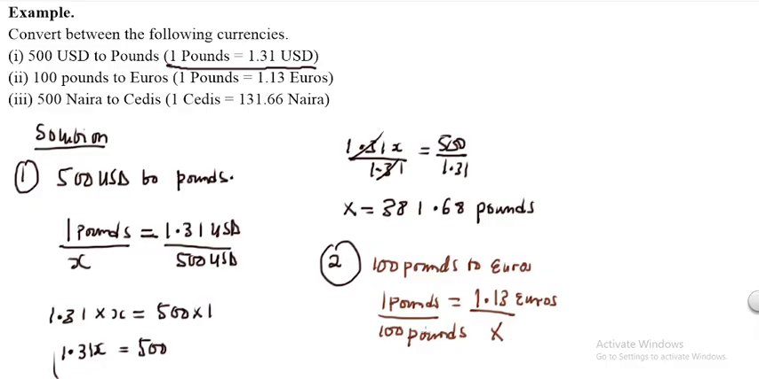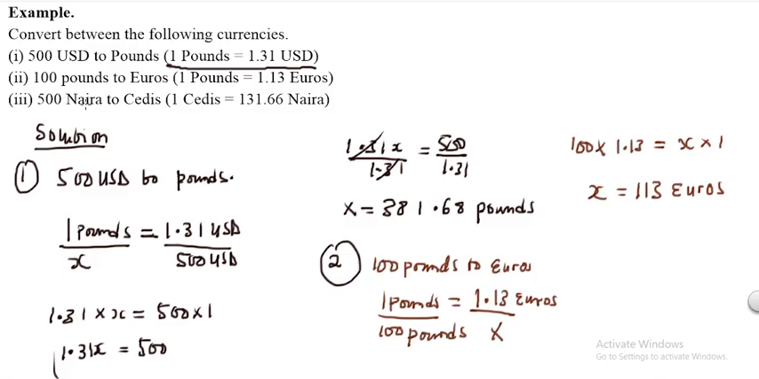If I cross multiply here, 100 multiplying 1.13, this will be 100 times 1.13 is equal to X times 1. X times 1 is X. So X is equal to 100 times 1.13, which is simply 113 euros. So that tells us that £100 is equal to 113 euros.